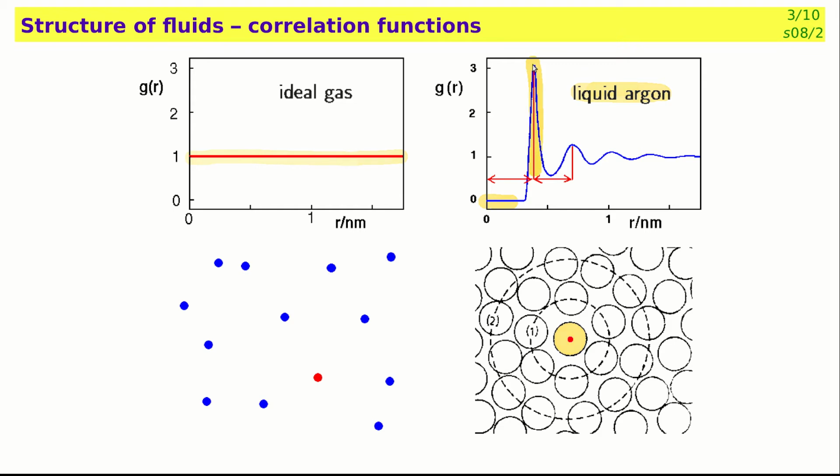And this peak typically is about 3. It means that I have 3 times higher probability that I find a particle from a chosen particle, any chosen particle in liquid argon at this distance. And this distance corresponds at normal pressures to the potential minimum, because then molecules have higher probability that you will find them. Okay, so this is the first shell.